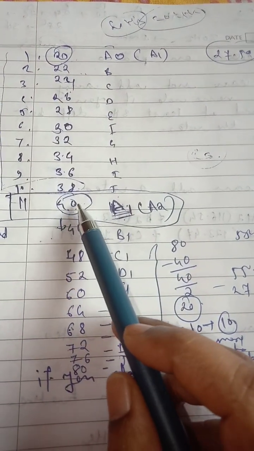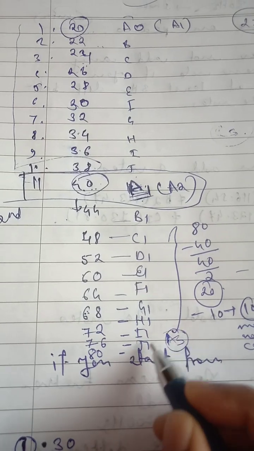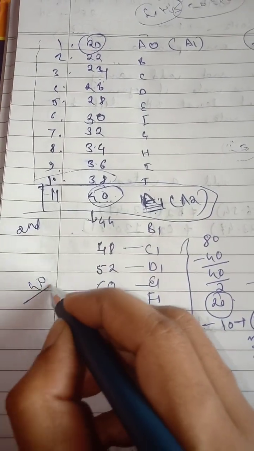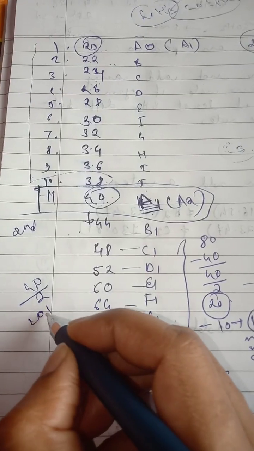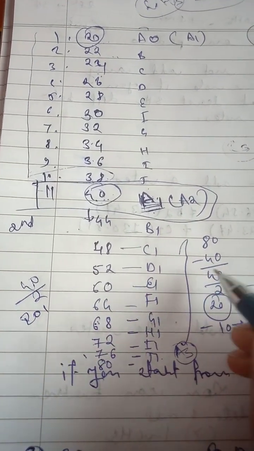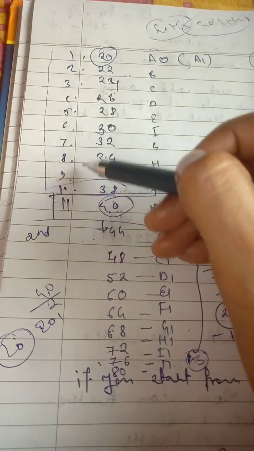Now A2 has 40, and then A3 has 80 hertz. The difference is how much? 40. 40 by 2, 20 hertz. 20, okay. So we can add 20 notes, but we have these repeating notes here.